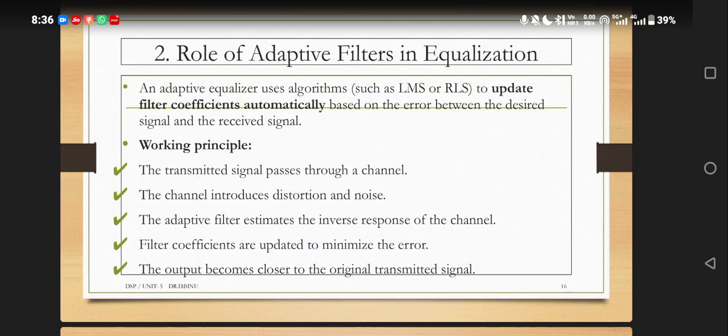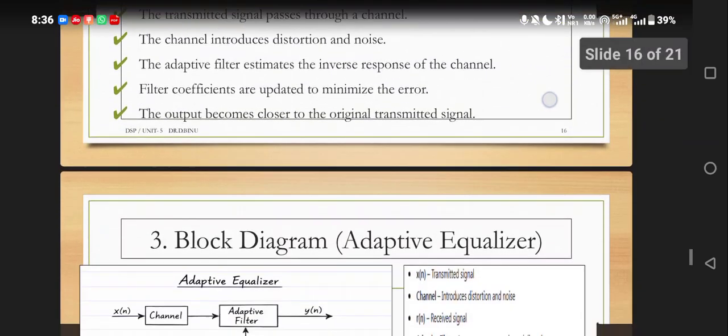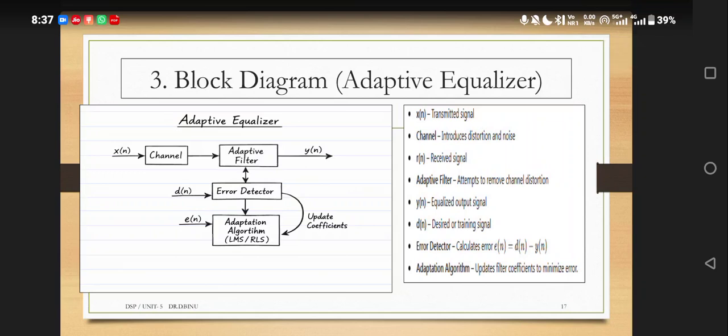The working principle is: the transmitted signal passes through a channel. The channel introduces distortion and noise. The adaptive filter estimates the inverse response of the channel. Filter coefficients are updated to minimize the error. The output becomes closer to the original transmitted signal. The block diagram for the adaptive equalizer is represented in simple blocks.